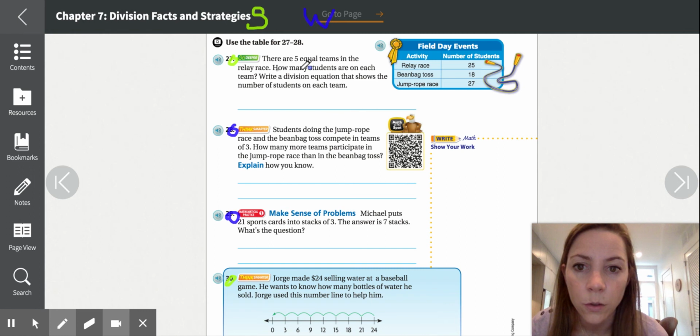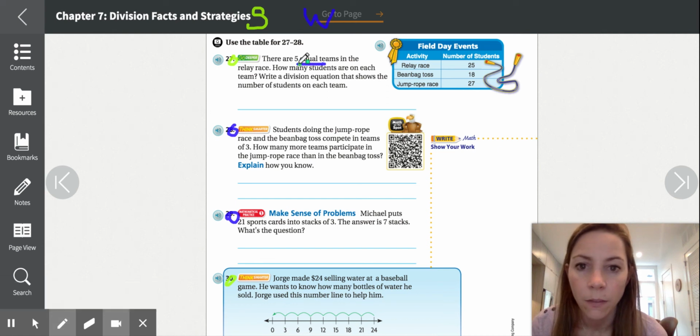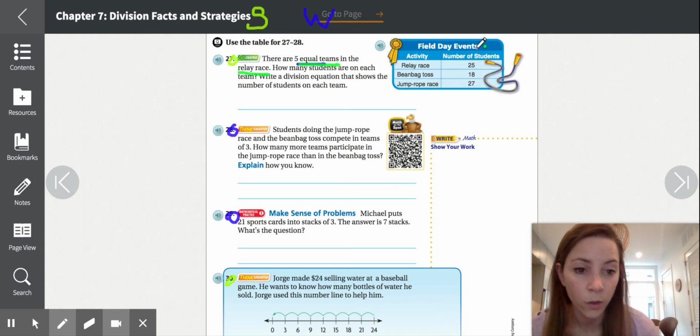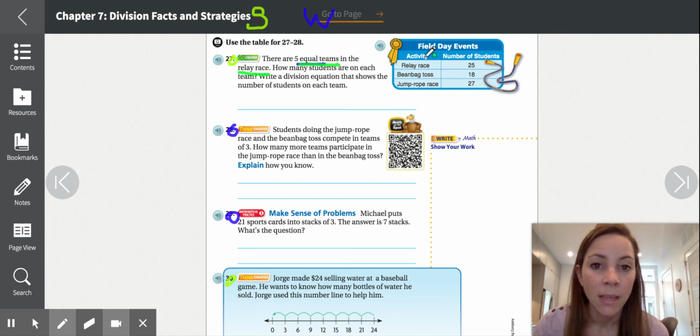Okay, there's 5 equal teams in the relay race. So I know there's 5 teams, which makes me think of, let me do yours in green, 5 equal teams. And then it also tells me relay race, so that helps me know which part of this chart to look at, this frequency table. These are the field day events. Here are the activities, and one of them is the relay race. So I know that I'm using this number 25, and I want to know what that 25 means.